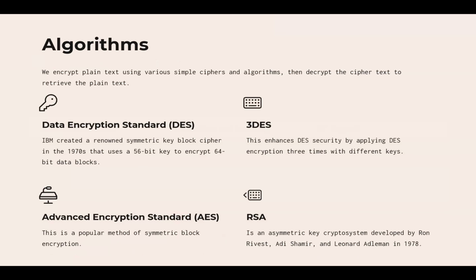Now, coming to the algorithms that we can use, we have considered four algorithms: DES, 3DES, that is, the same DES used three times with a different key, AES, and the last one is RSA, which is made up of three scientists' names.